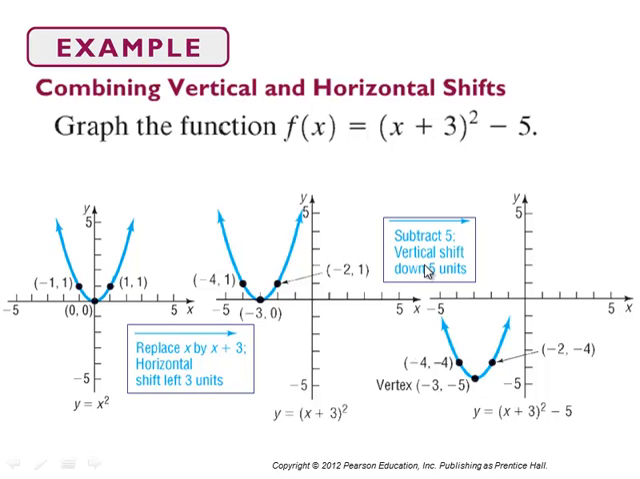So you can plot the graph of these more complicated functions by first starting off with a basic function and then doing your various shifts one step at a time. So we started off with x squared, then shifted 3 units to the left. That's the graph of x plus 3 squared. And then shifted 5 units down, which was the graph of x plus 3 squared minus 5.